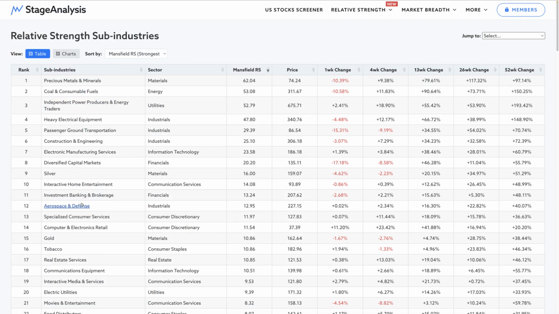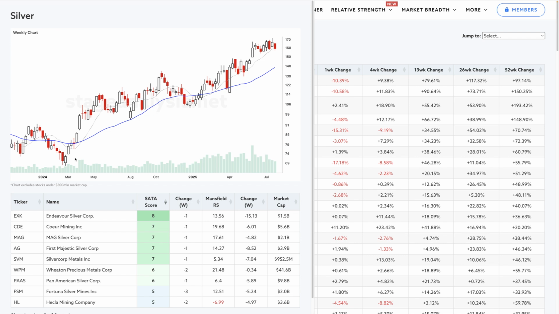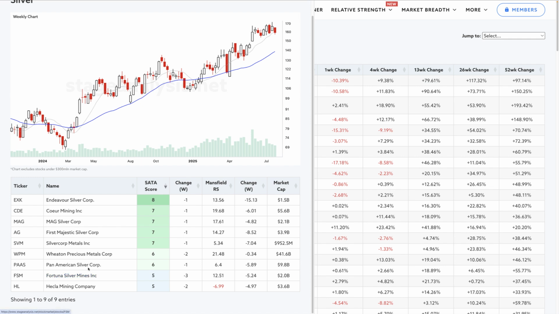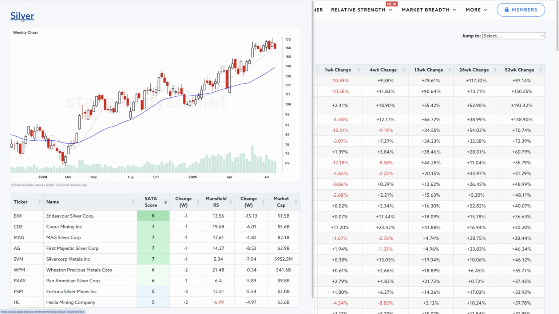So we have the charts for each of these groups and the individual stocks. For example, if you click on the silver heading currently, the weekly chart pops up, shows all of the charts, all the stocks that are 300 billion market cap and above combined into the group chart, and then the individual stocks in order. And you can click through into the breadth page as well from there.